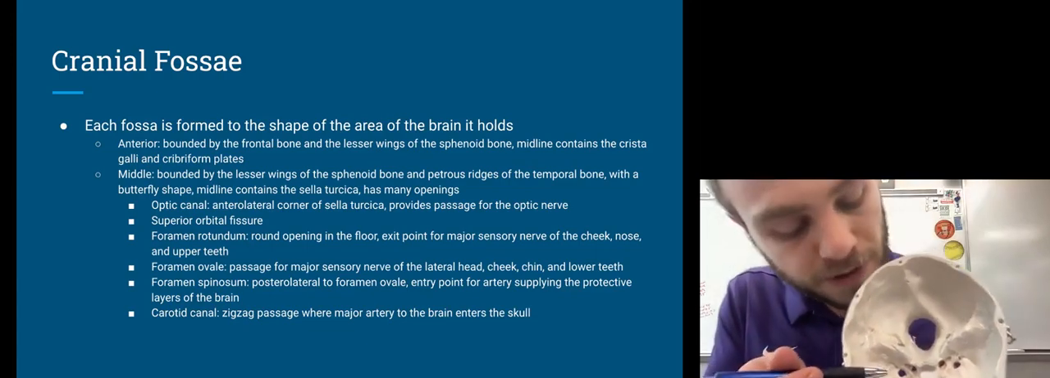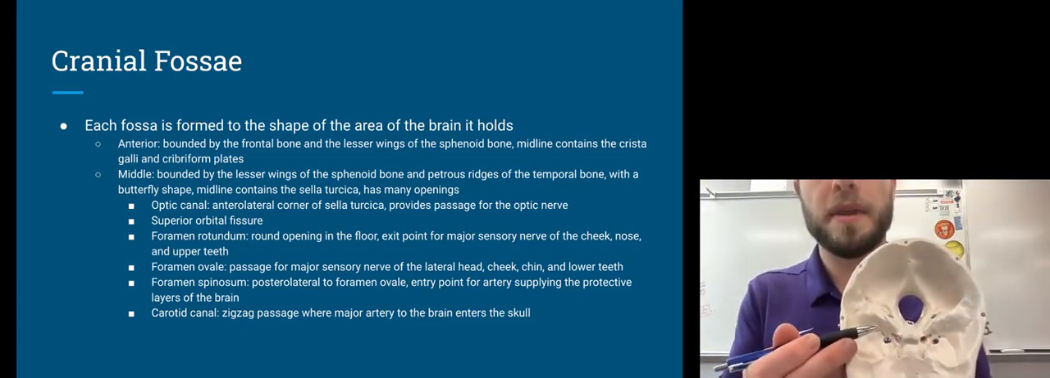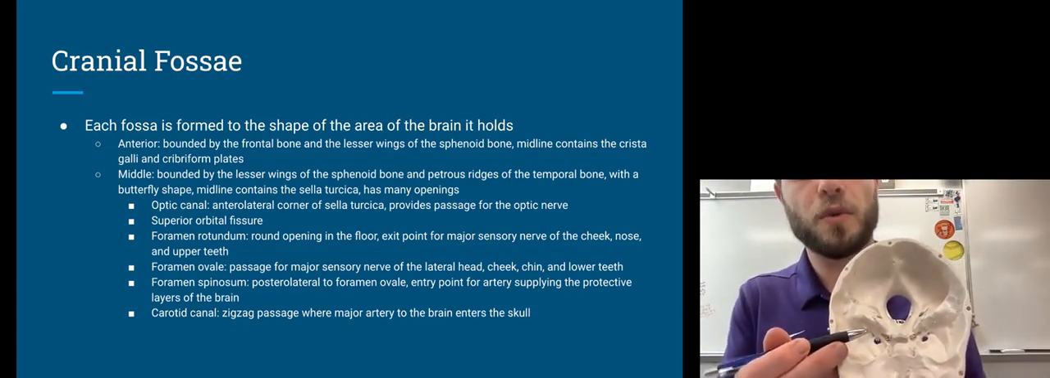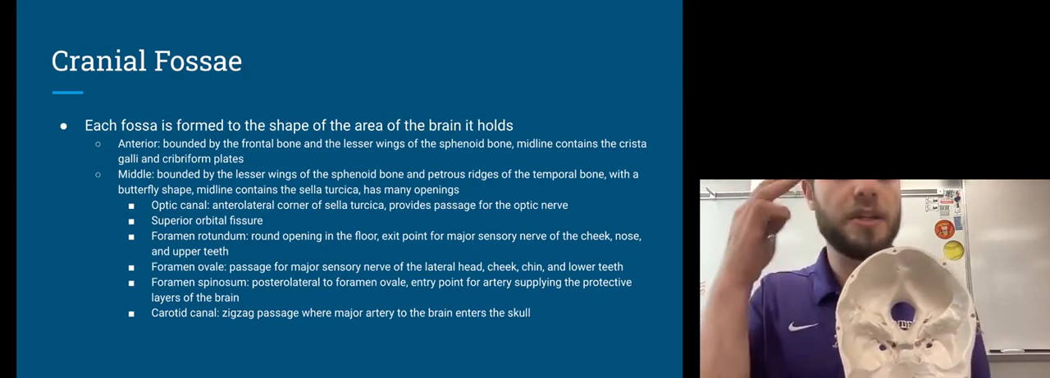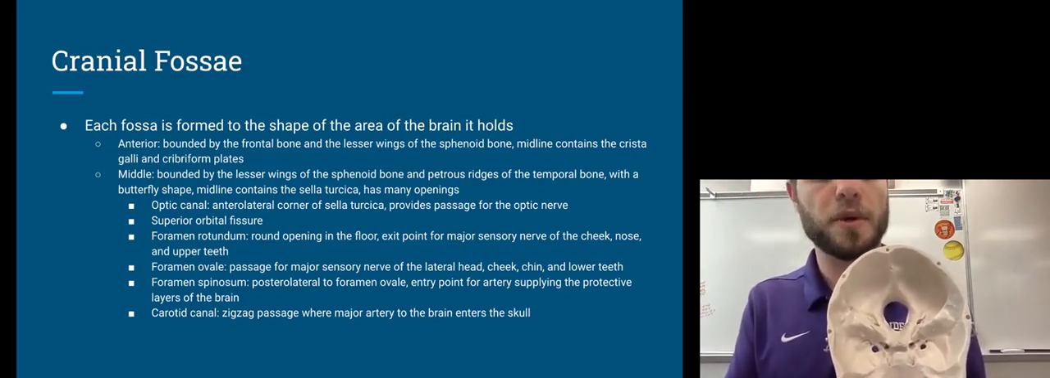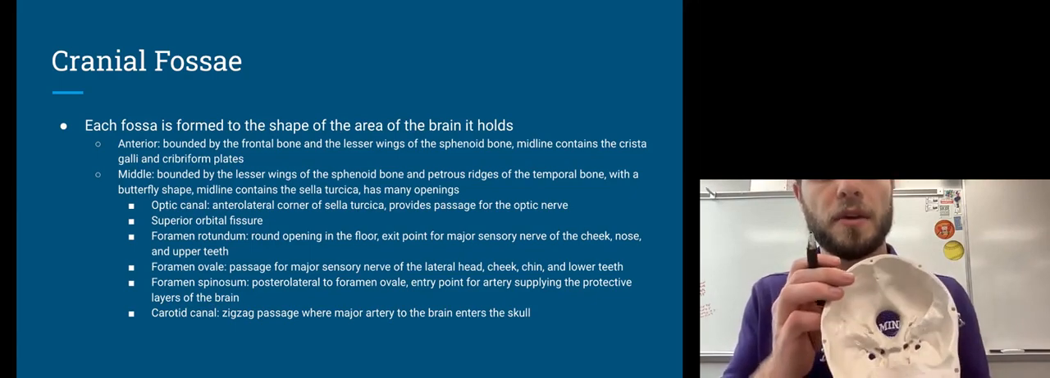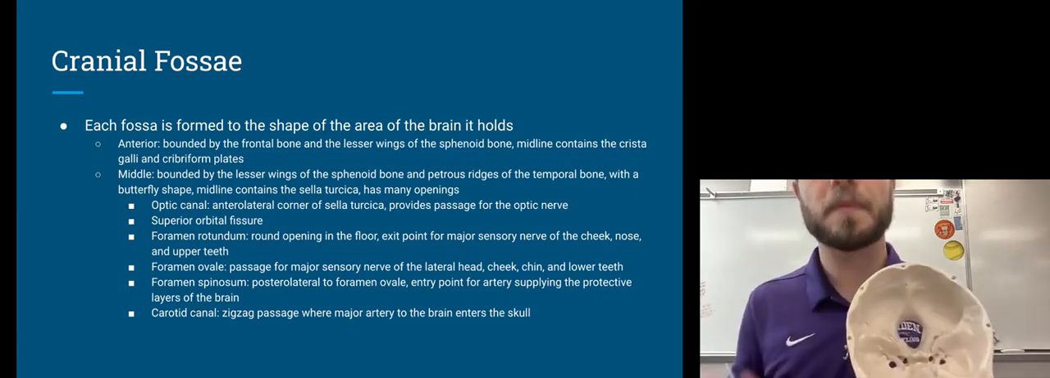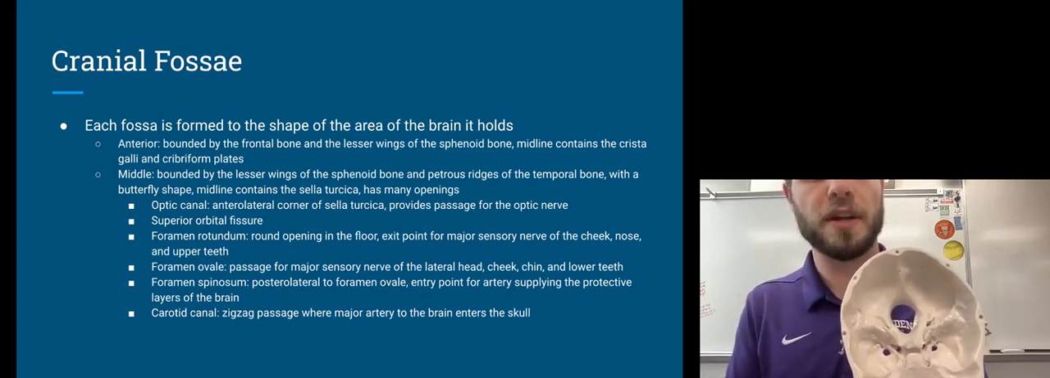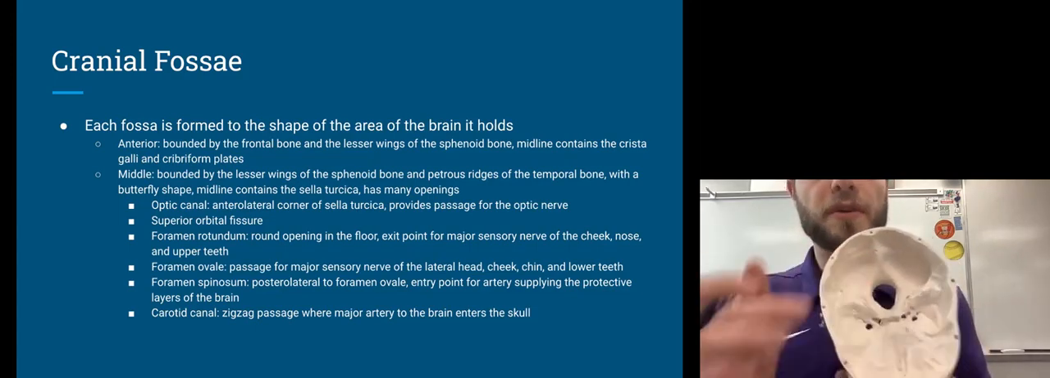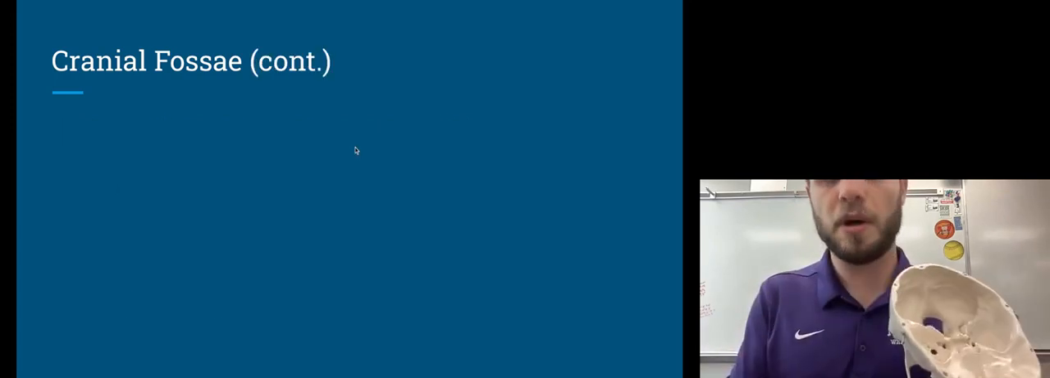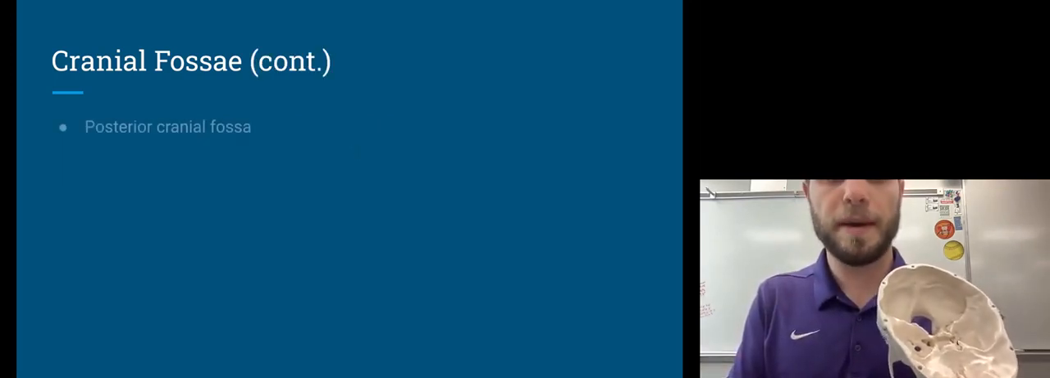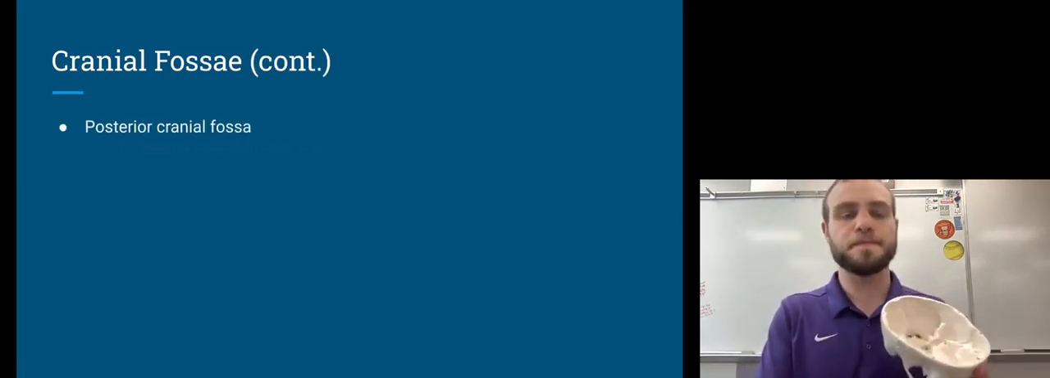See if I can organize myself here. There we go. And that's going to be an entry point for the artery that supplies the meninges, one of the protective layers of the brain. And then you also have the carotid canal, which is a zigzag sort of passage, where a major artery to the brain is going to enter the skull. So very difficult to point out. Some of these are fairly small, so we're just going to talk about those there.